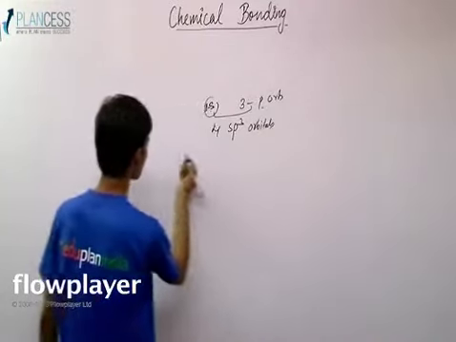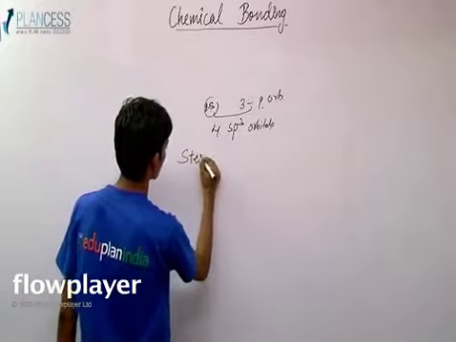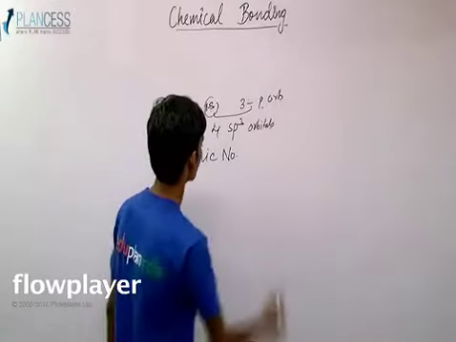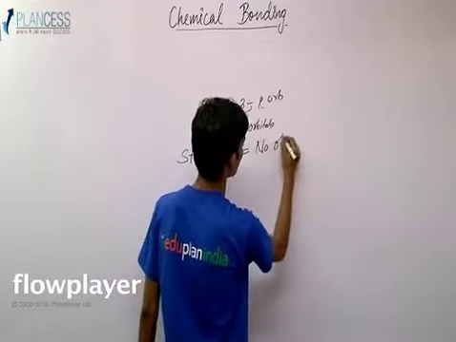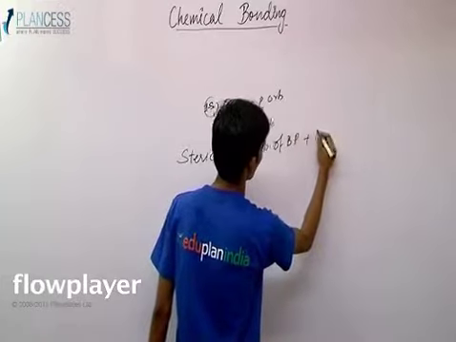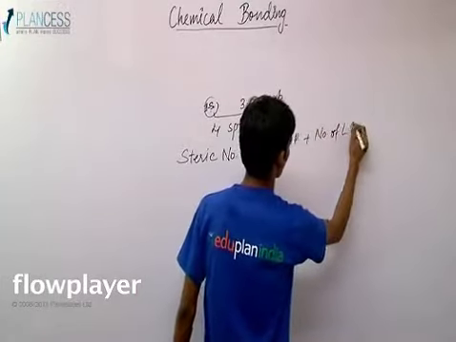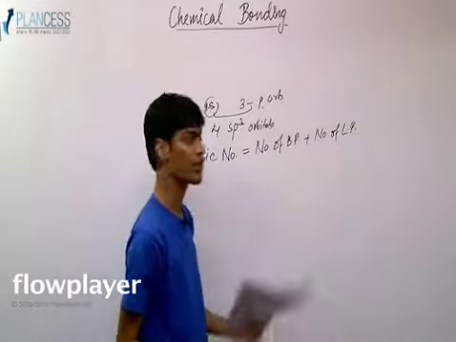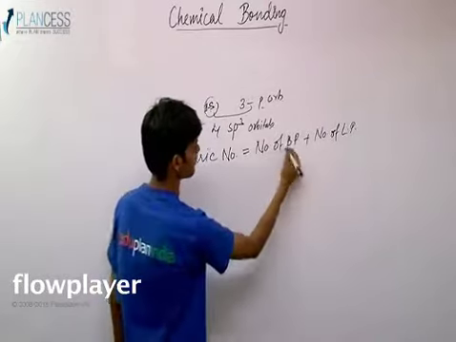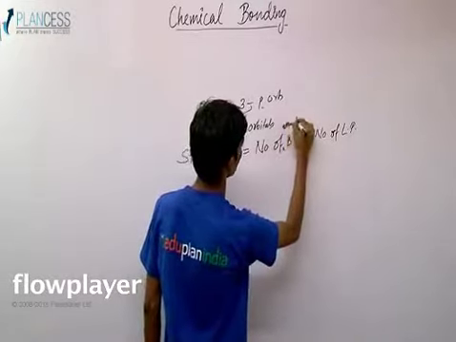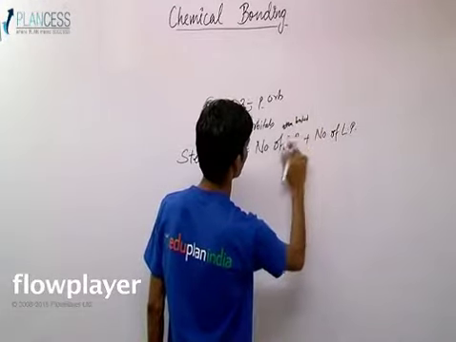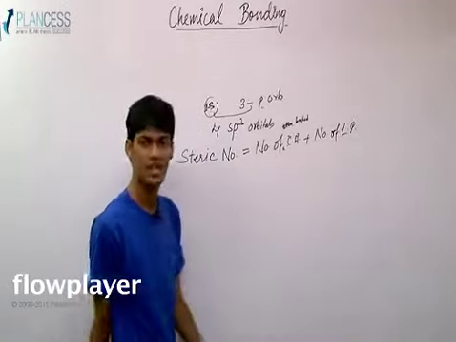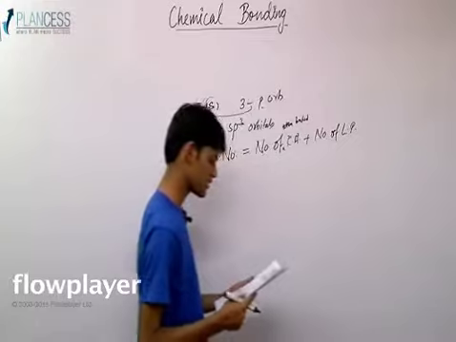So the first important number is the steric number. The steric number determines what the hybridization of the element would be. Steric number is defined as the number of bond pairs plus the number of lone pairs. The number of bond pairs means the number of atoms bonded with the central atom, plus the number of lone pairs. This will determine the steric number, and this rule is given by Gillespie.